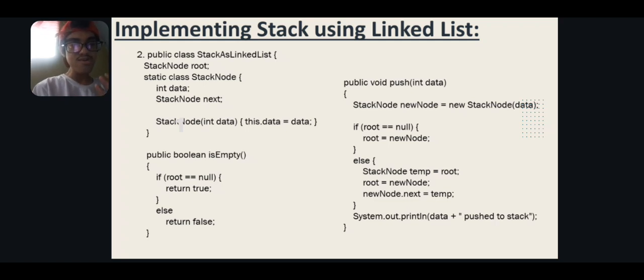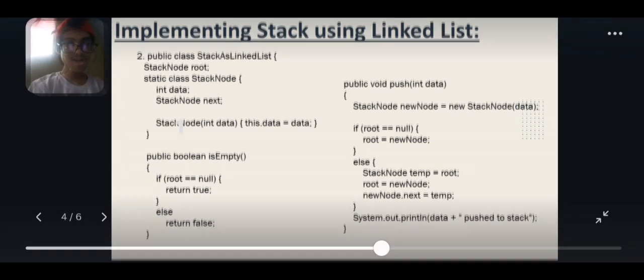So, if root equals null, this line checks if the root node is null. If it is null, it means the stack is empty because there are no nodes in the linked list. So next is return true. If the condition in the if statement is true, this line returns true, indicating that the stack is empty. Else, if the condition in the if statement is false, the code inside the else block will be executed. So return false, this line returns false, indicating the stack is not empty.